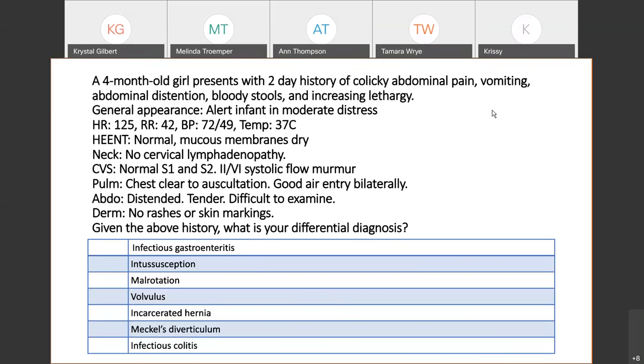Cardiovascular looks good. She's got a murmur though. Chest is clear, good air bilateral. Her abdomen is distended, tender, and difficult to examine. She has no rashes of skin. So given the above history, what would be your differential diagnosis?